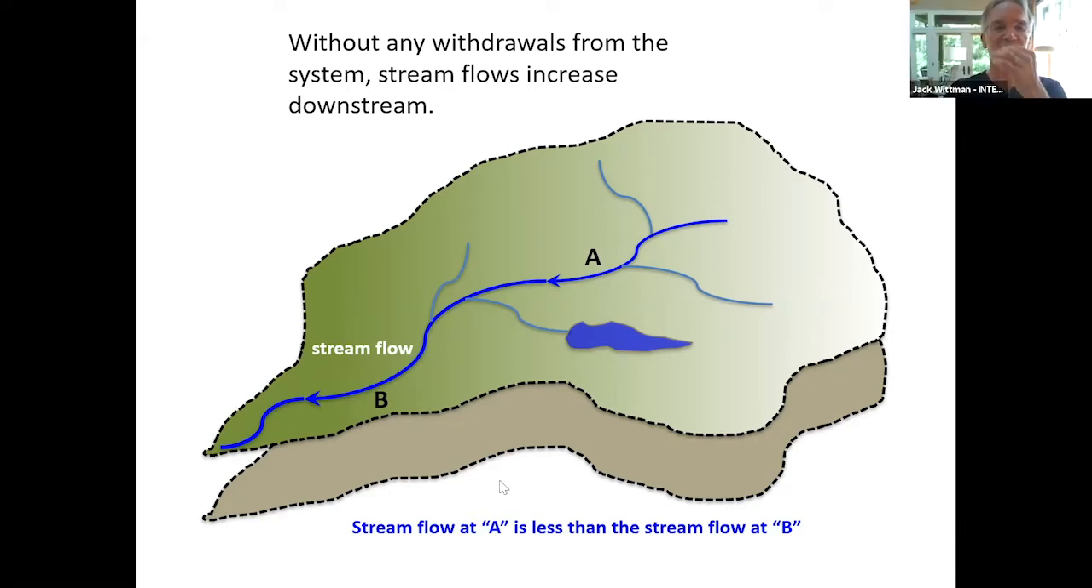So without any withdrawals, the stream flow up river at A is less than the stream flow at B. And it's kind of obvious. Maybe people don't think about it, or they do, but stream flows increase as you go downstream. That's because more and more of the watershed, this shape that I'm showing, the watershed draining into this area, is flowing into the stream.